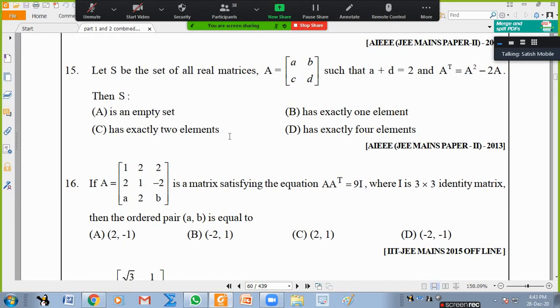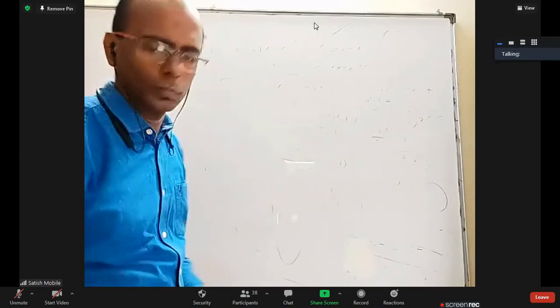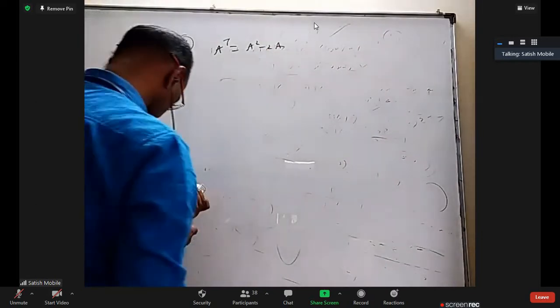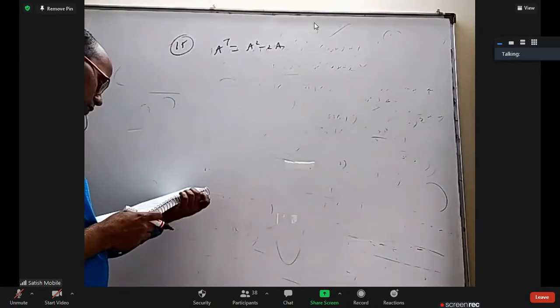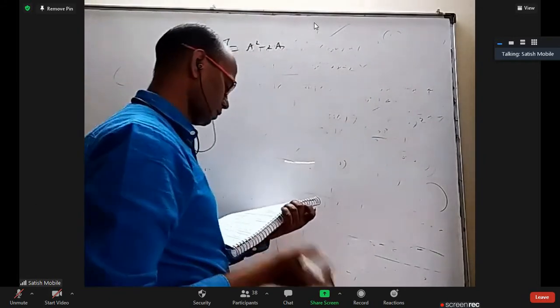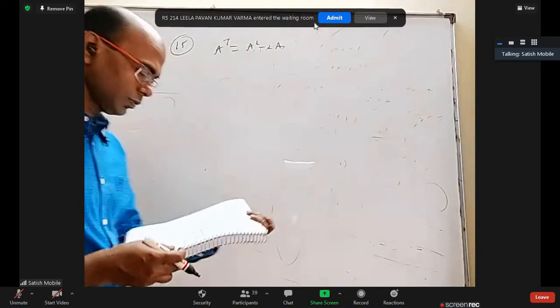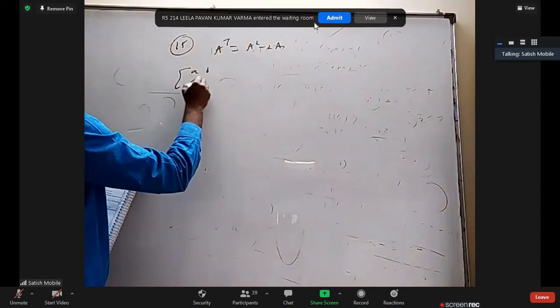Okay, 15. What is this? ABCD is given, trace is 2 and A transpose equal to A square minus 2A. How many such matrices are there? A transpose equal to A square minus 2A. Actually A square minus 2A will come, its determinant into I. We'll just find normally. Let us say this is ABCD.